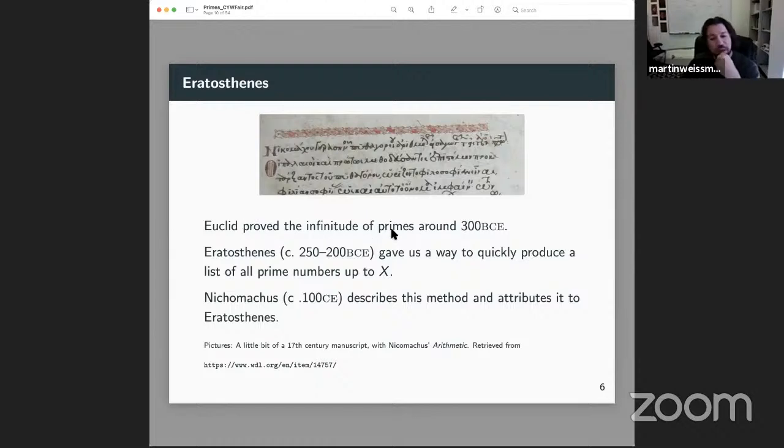Okay, so Euclid, then there's Eratosthenes, and I'll explain what Eratosthenes did. We know about Eratosthenes, again, not through Eratosthenes, but a couple hundred years later, there's a mathematician named Nicomachus who just says, this is what Eratosthenes did.